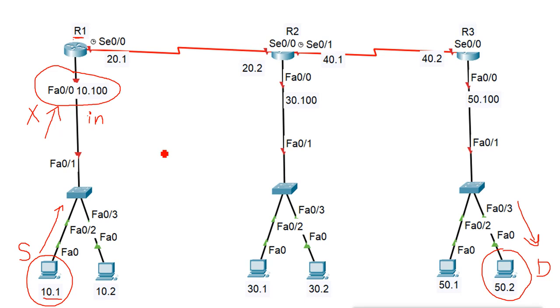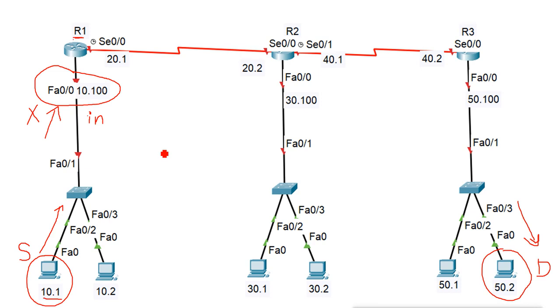So this is what a standard list does. It will not check anything else. It will check only whether the source address is matching or not. Now if the source address matches, then it will finally check whether to allow or deny. Now in this case we have a problem here.